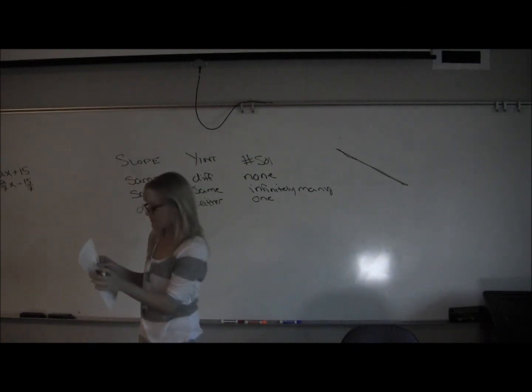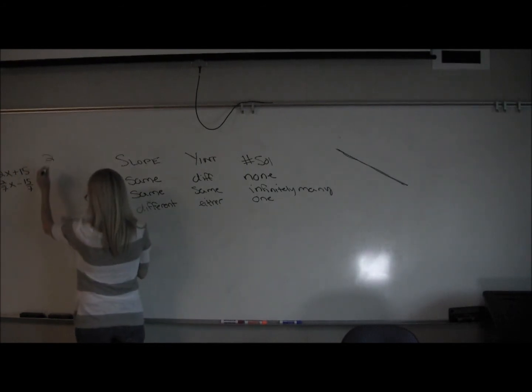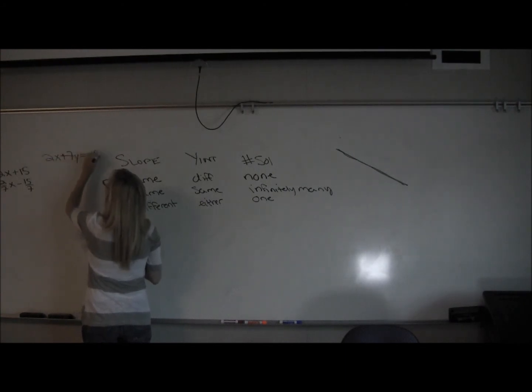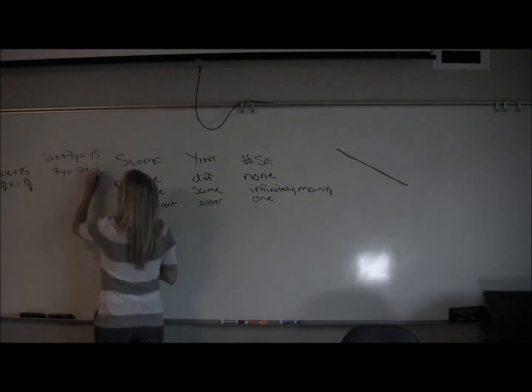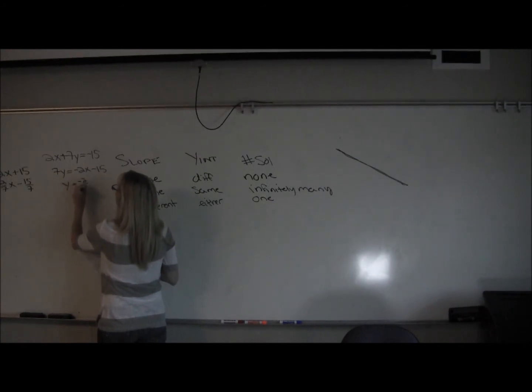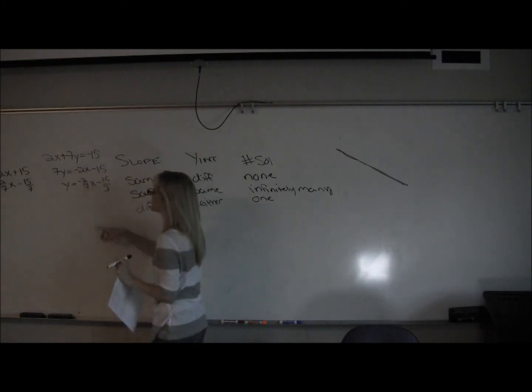Now I'm going to put the second one in slope-intercept form. We have 2x plus 7y equals negative 15. Okay, I'm going to subtract 2x from both sides. And then I'm going to divide by 7. Minus 15 sevenths. They have the same y-intercept, but do I care?